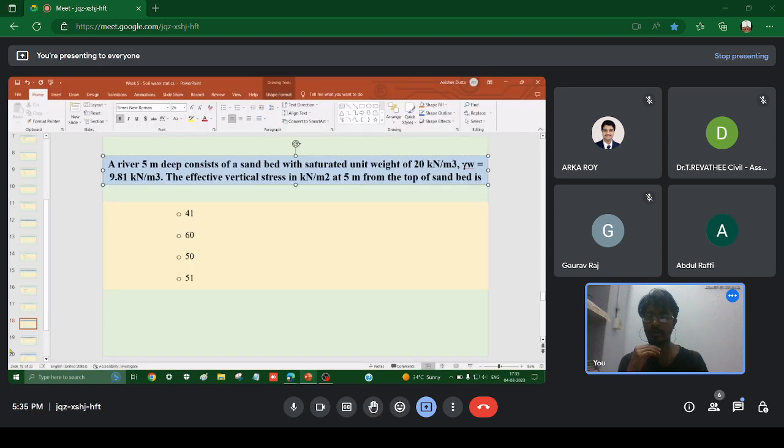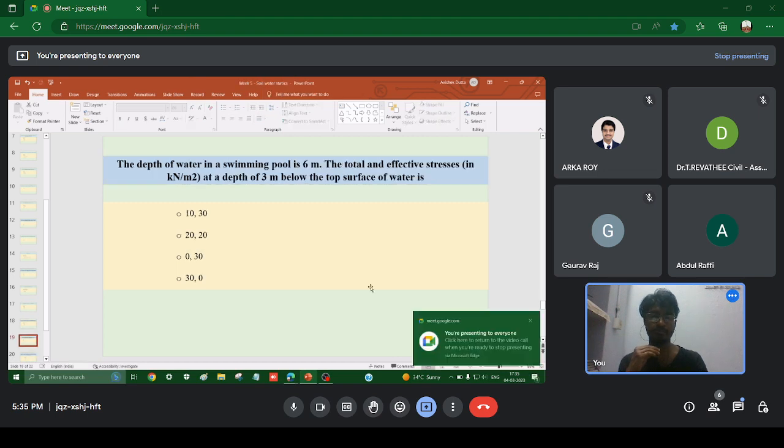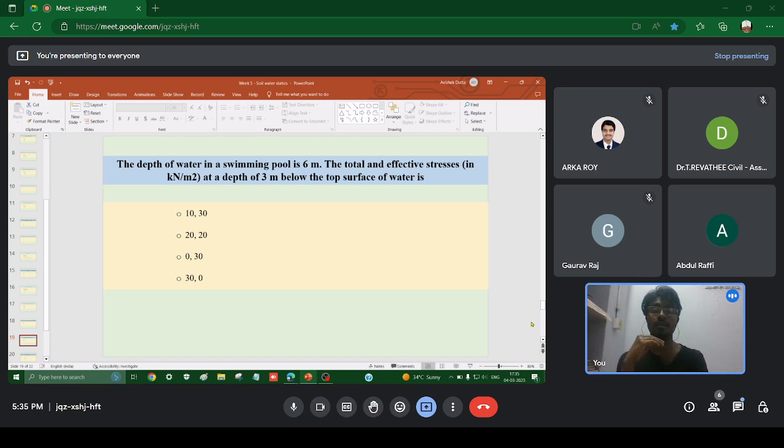Thanks. Okay. Next question is, the depth of water in a swimming pool is 6 meters. The total and effective stresses in kilonewton per meter square at a depth of 3 meters from the top surface of water is: 10, 30. That is the total and the effective stress. Both the values are given: 10, 30, or 20, 20, or 0, 30, or 30, 0.